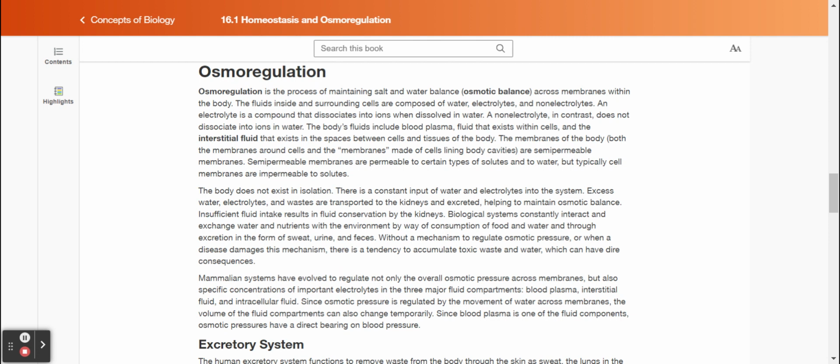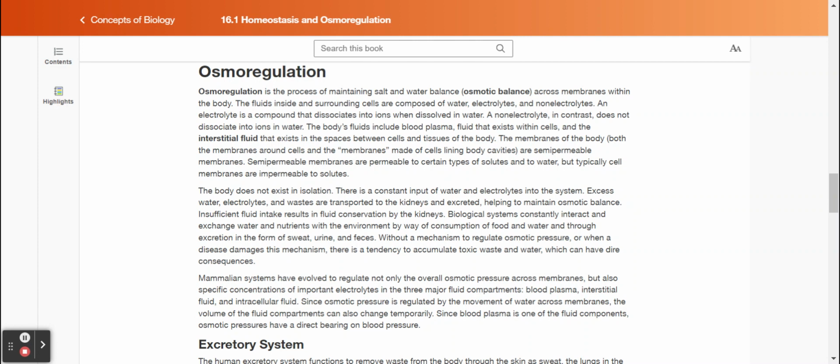The membranes of the body, both the membranes around cells and the membranes made of cells lining body cavities, are semipermeable membranes. Semipermeable membranes are permeable to certain types of solutes and to water, but typically cell membranes are impermeable to solutes.